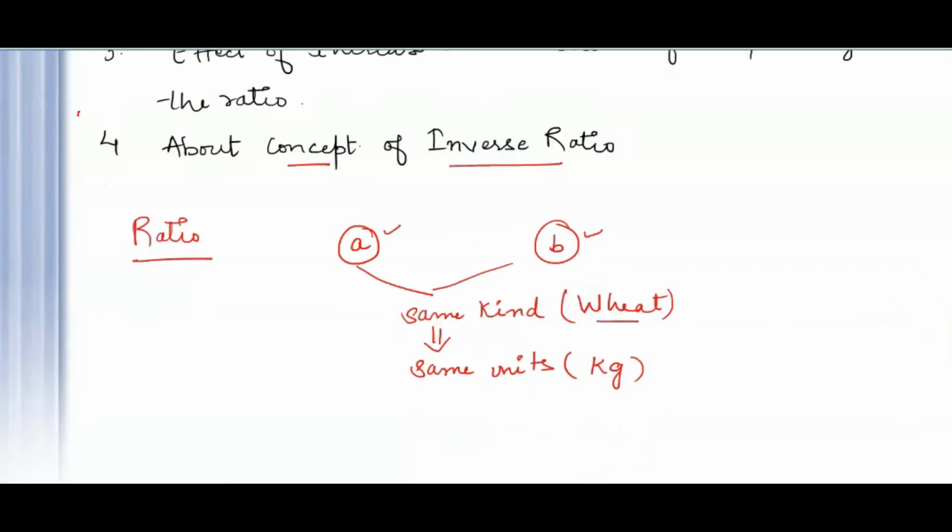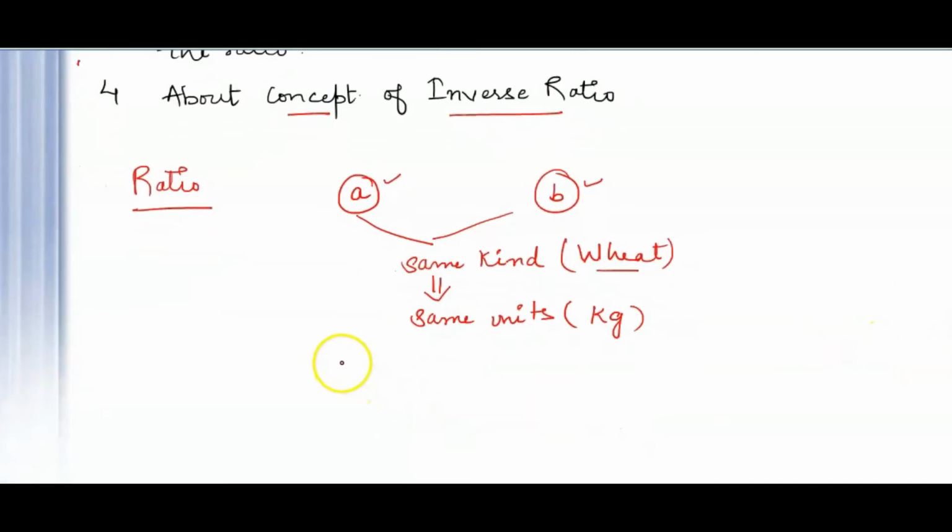Now if we compare them by using a fraction, that is A by B, or we can say A divided by B, which can also be written like this. When this fraction is calculated between quantities of the same kind and same unit, that is, A and B are of the same kind of quantity, then we say this is called the ratio of these two quantities, that is, A with B, or the ratio of A to B.